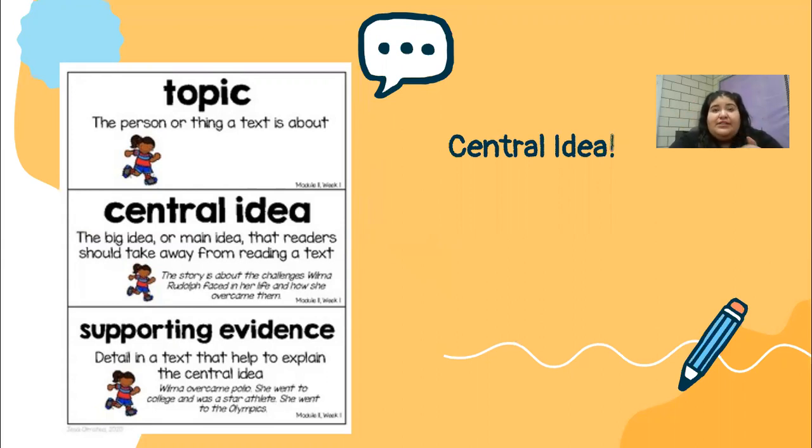So maybe the book is about alligators. Okay, well, what about alligators? Well, it's about where they live, what they eat, and what they do. Okay, but how do we know that? Details, we have to have supporting evidence. So when we say supporting evidence, our topic was alligators and our central idea was where they live, what they eat, and what they do. But how do I know that?